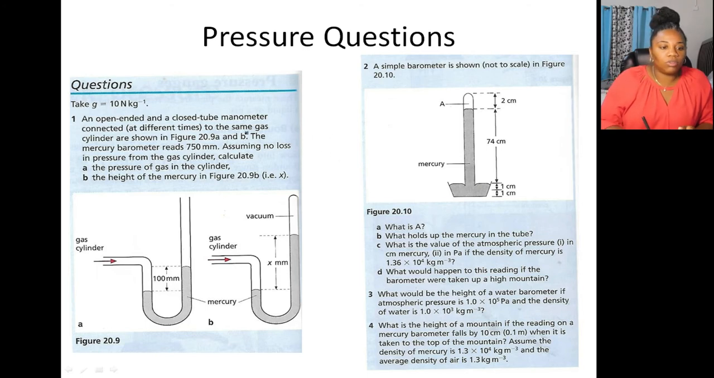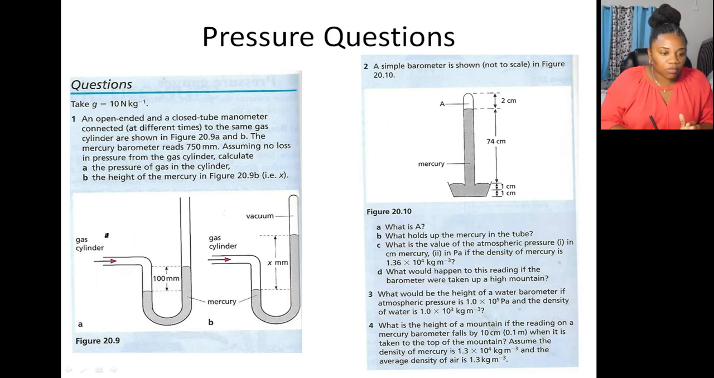I don't think we'll be able to do much of this, but let's do this one. It says an open-ended and closed tube manometer connected at different times to the same gas cylinder as shown in figure 20.9a and b. The mercury barometer reads 750 millimeters. Assuming no loss in pressure from the gas cylinder, calculate the pressure of the gas in the cylinder. So if you read 750 plus this height, then the pressure will be that plus that.